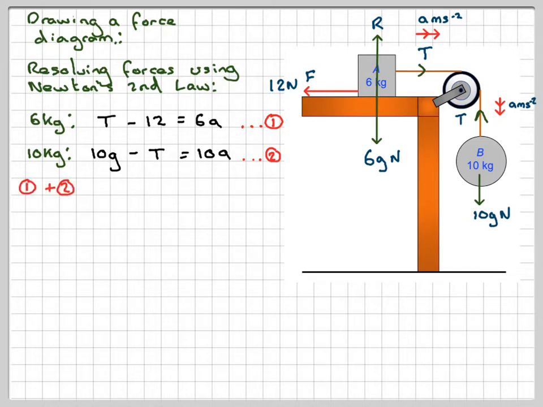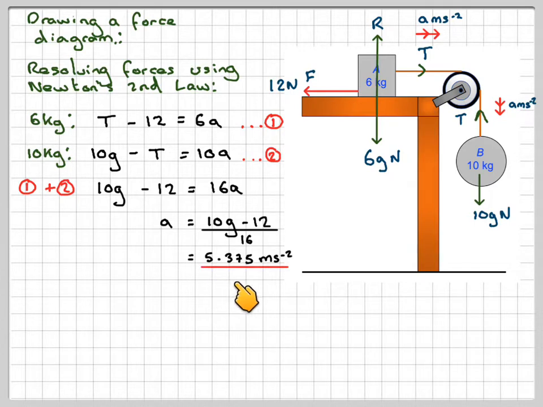You just need to do 1 plus 2, and then that eliminates T, because you've got T plus minus T, they disappear. So you're going to get 10g minus 12 is equal to 16a. And therefore you can find a by doing 10g minus 12 divided by 16. Using g as 9.8 meters per second squared, then a will be 5.375 meters per second squared.